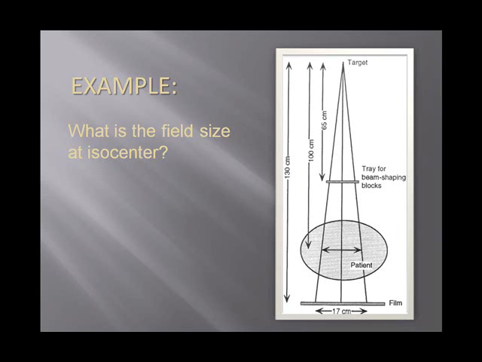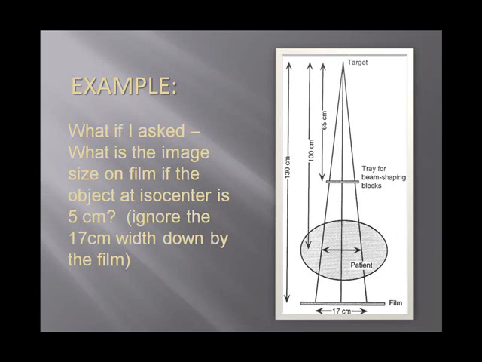Let's go on to the next problem. What if I asked you what is the image size on the film if the object at isocenter is 5 cm? So ignore the 17 cm down on the film. We know that our mag is 1.3. So if it's 5 centimeters in the patient, it's going to be 6.5 on the film. So that's a standard magnification problem.